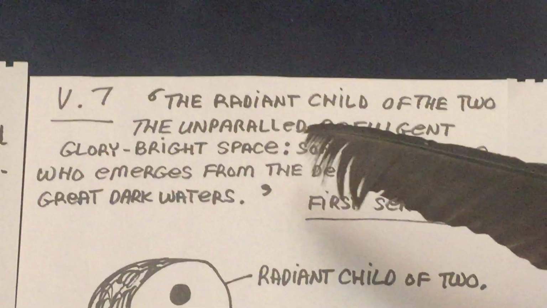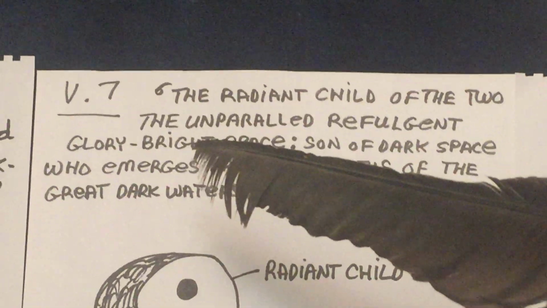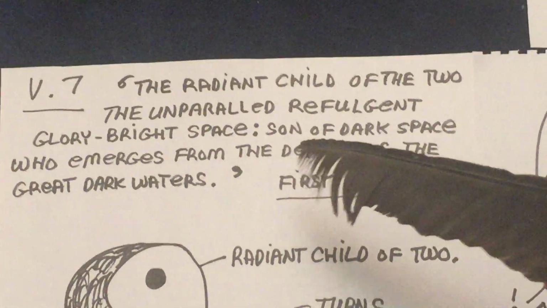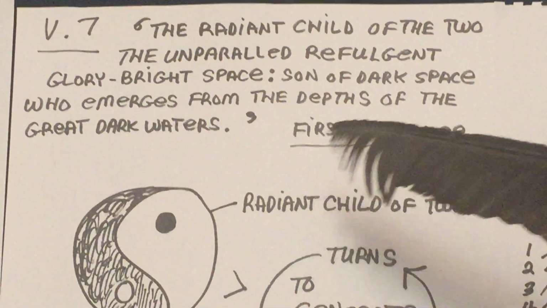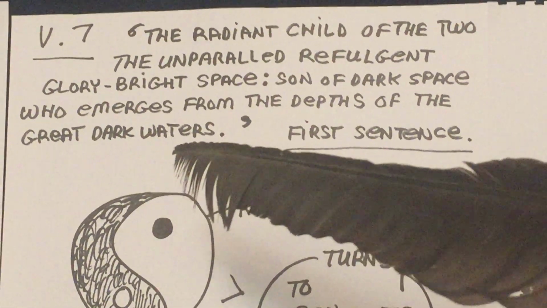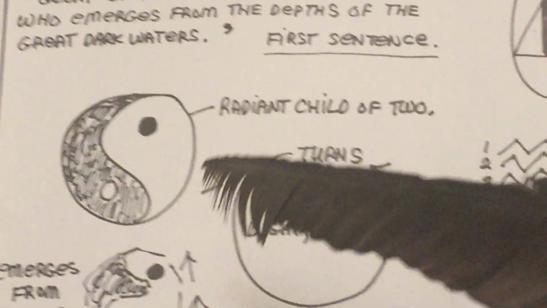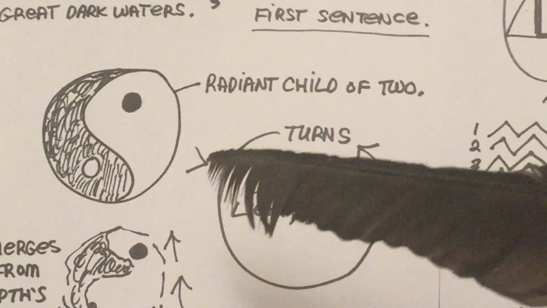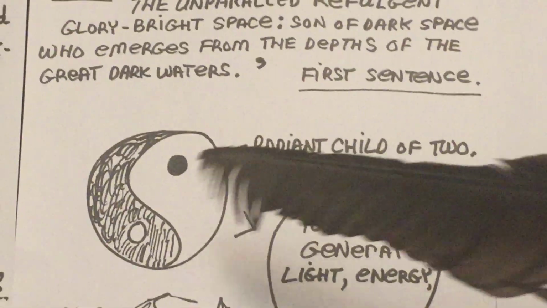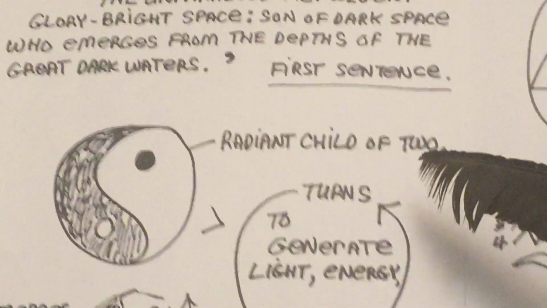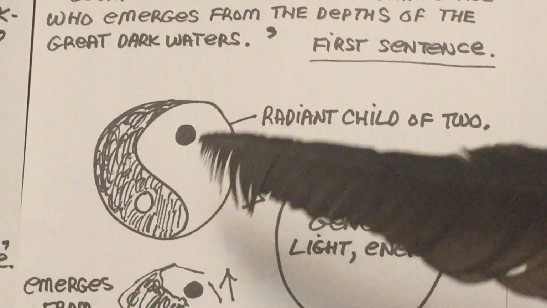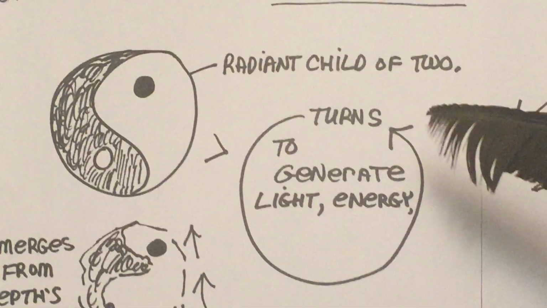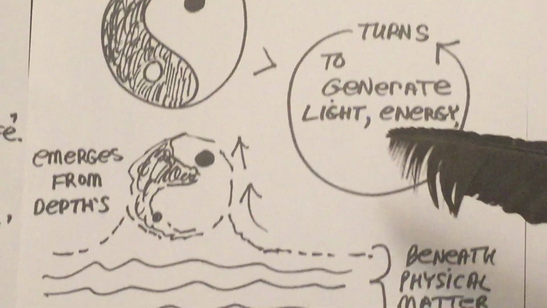Okay, the radiant child of the two, unparalleled glory, bright space, son of dark space, who emerges from the depths of the great dark waters. So again, this is the creation of the seven that is moving out now and producing the light. This is a reference to the radiant child of two. It can be seen as the yin-yang Dzyan. You can look at it that way. It turns to generate light and energy.